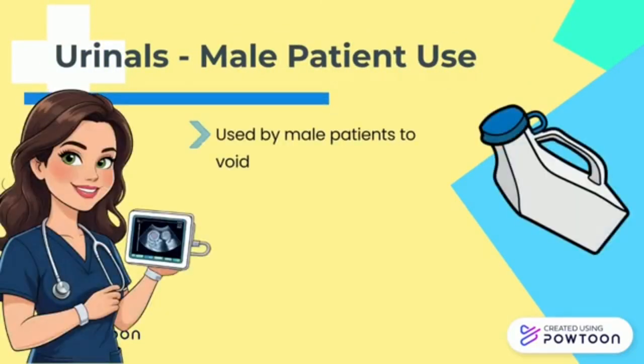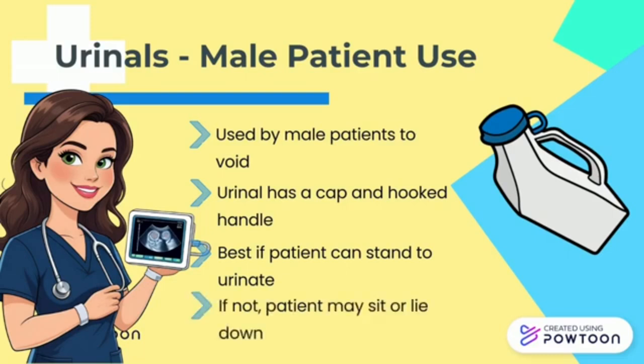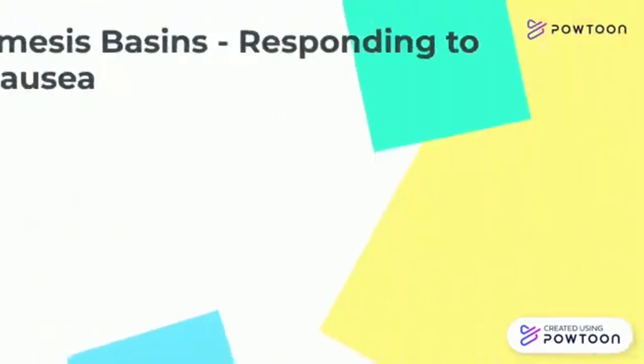Urinals. For male patients, urinals are typically used for urination. These have a cap and hook-like handle for easy use. Ideally, the patient should stand while using the urinal, but if that's not possible, he can sit at the edge of the bed or lie down. Always offer support that promotes dignity and comfort.